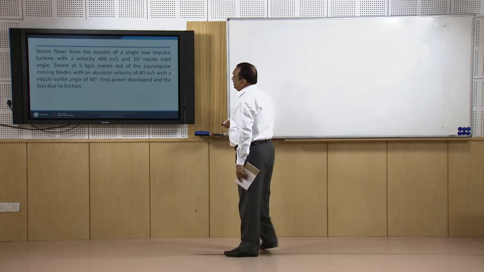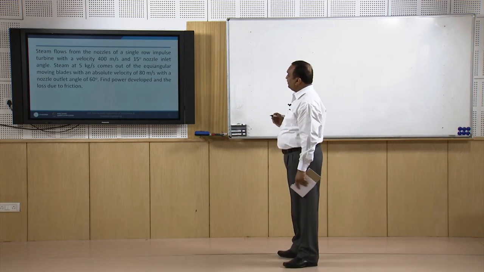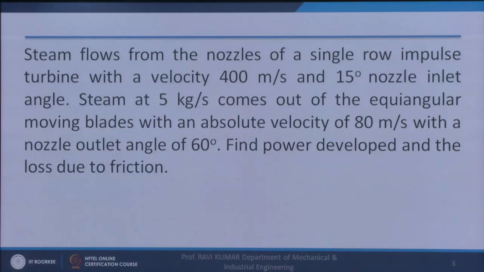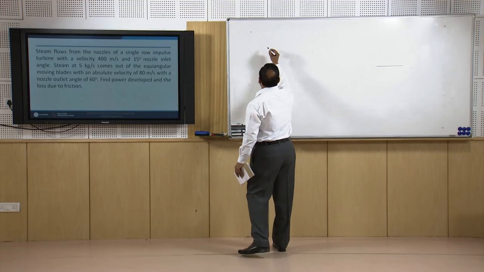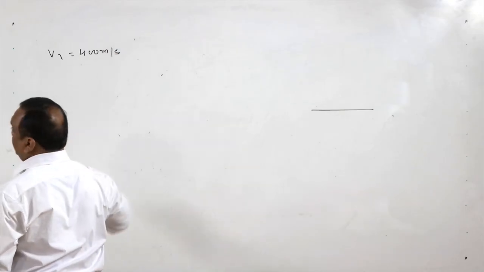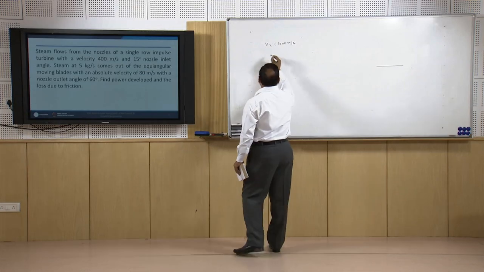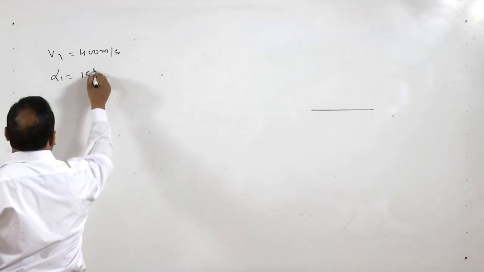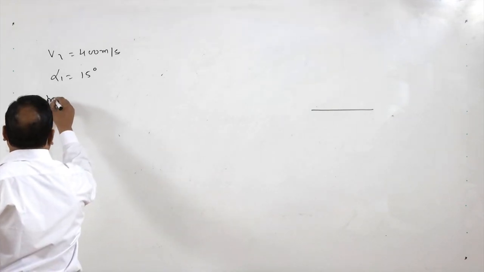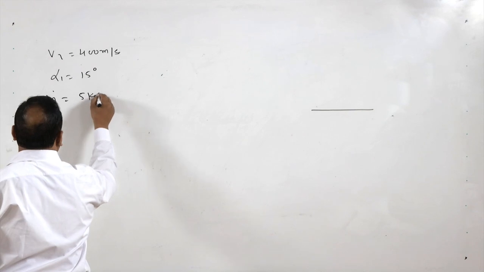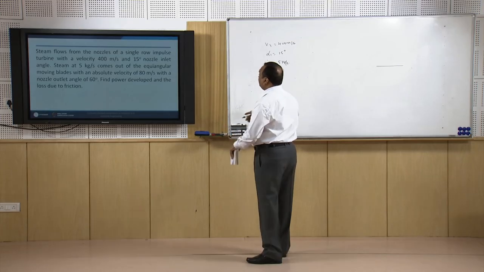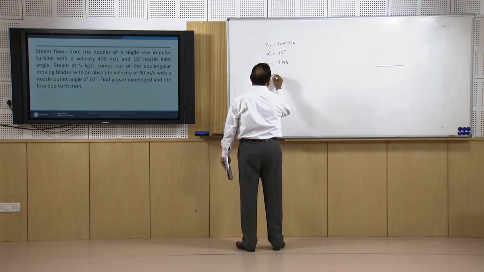So, in this case, inlet and outlet information is given; find the power developed and the loss due to friction. Here V1 is given as 400 meters per second, and alpha 1 is also given as 15 degrees. Steam at 5 kg per second, so the mass flow rate is also given, comes out of the equiangular moving blades with an absolute velocity of 80 meters per second. So, V2 is equal to 80.